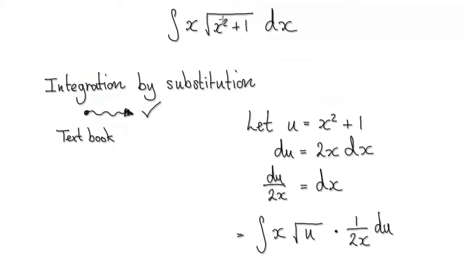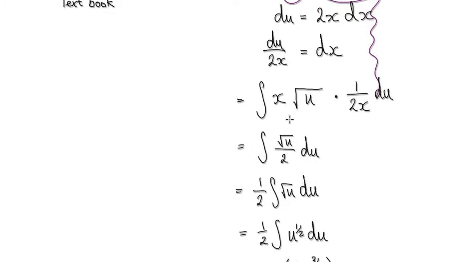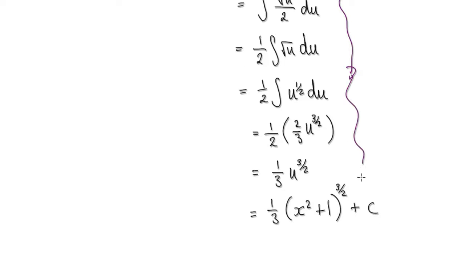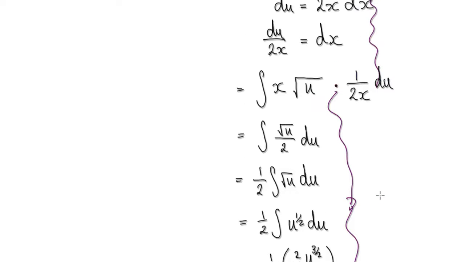The textbook's way of doing it is to say, let this thing here be u, and then it's blah blah blah all the way down here, and at the moment you have no idea what's going on. In the future I will explain this. So this is your textbook's way of doing it, and then eventually you will get to the right answer, plus c.